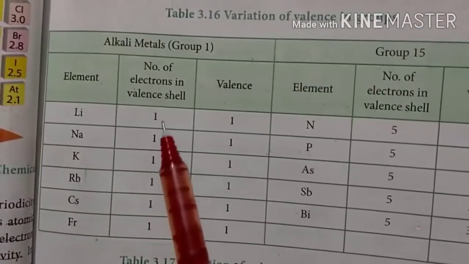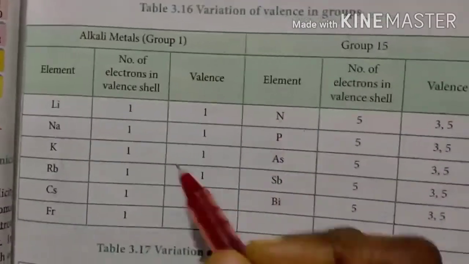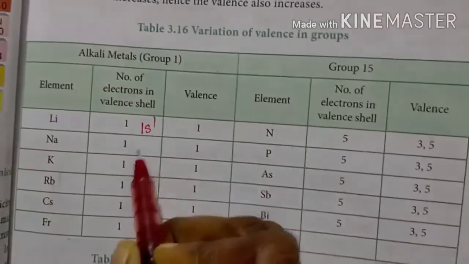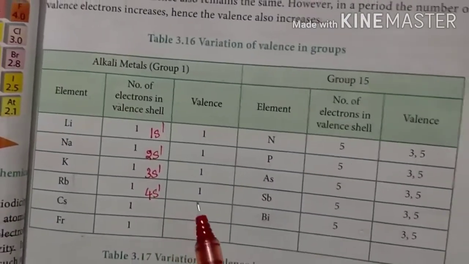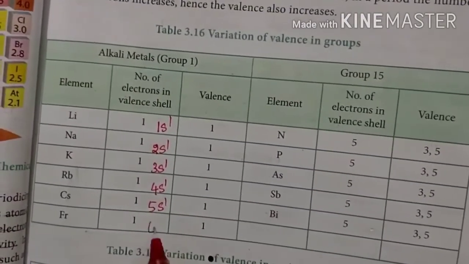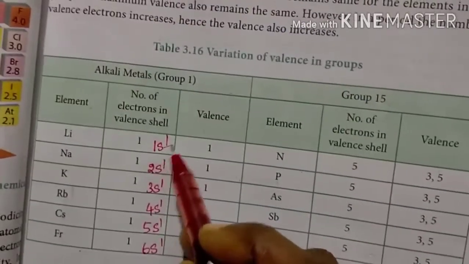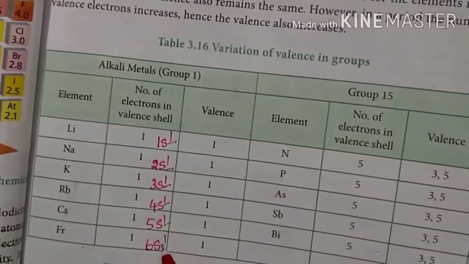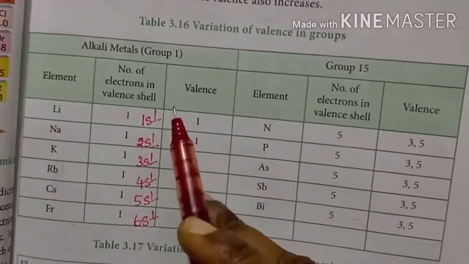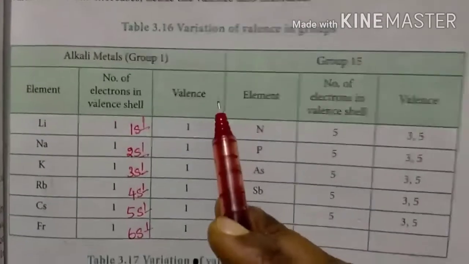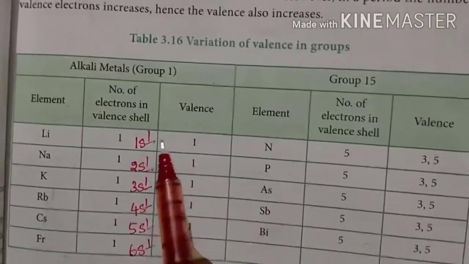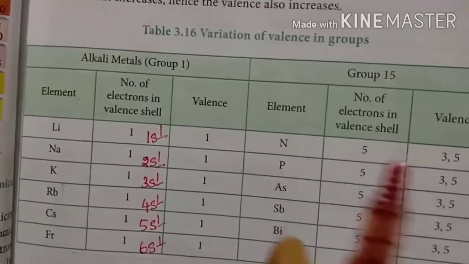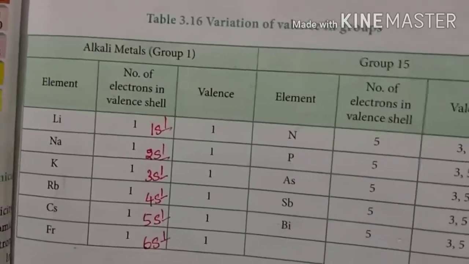in the first group. So the total electrons in the valence shell are 1s1, 2s1, 3s1, 4s1, 5s1 and 6s1. The number of electrons written here is always the same in the group, it is 1. So the valency of this first group is also 1. The number of electrons present in the valence shell is equal to the valency.